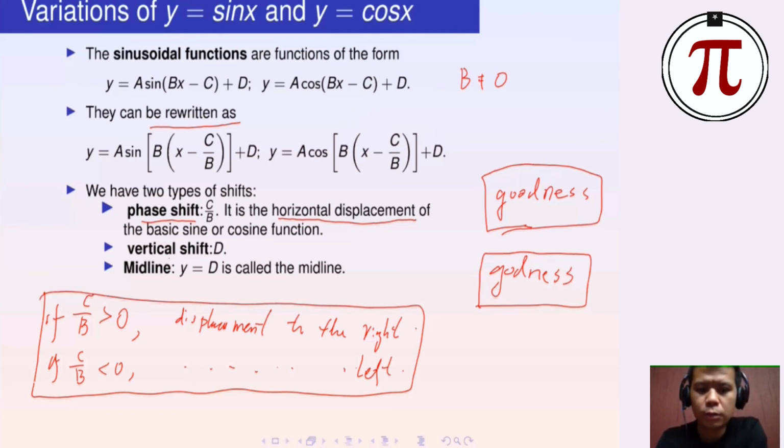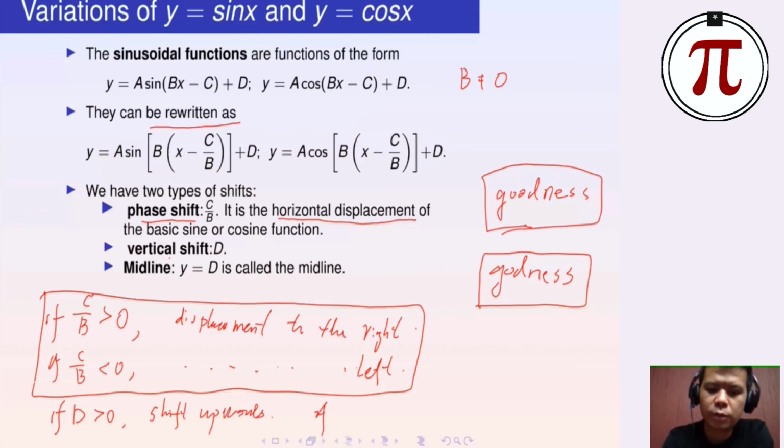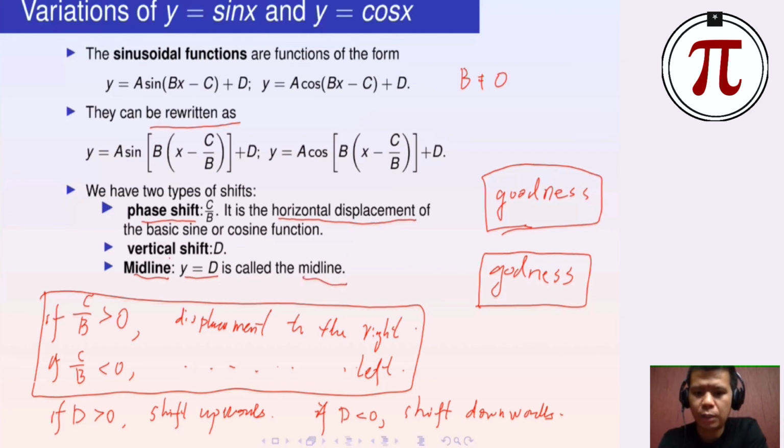Now vertical shift is D. Similarly, if D is greater than 0, the vertical shift is upwards. If D is less than 0, shift downwards. And the midline is called y equals D. It's called a midline.